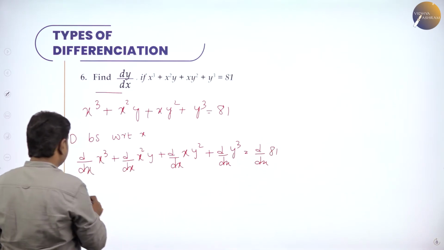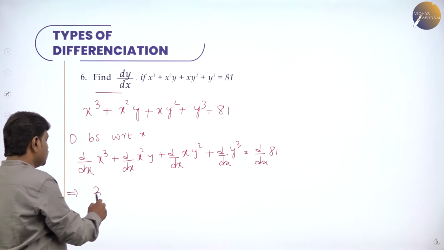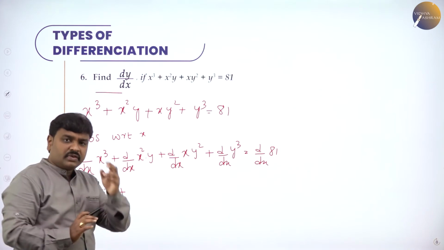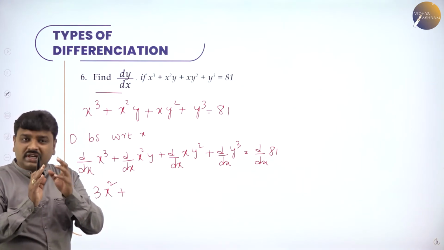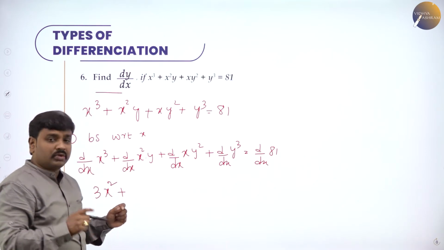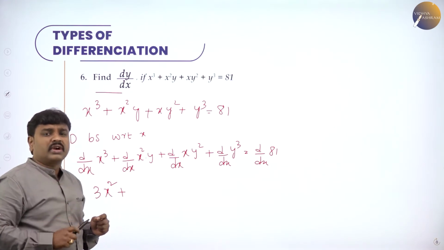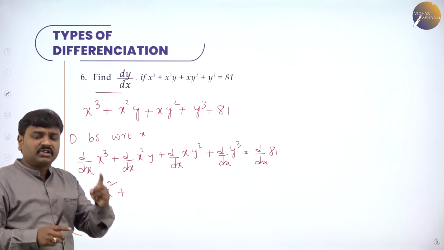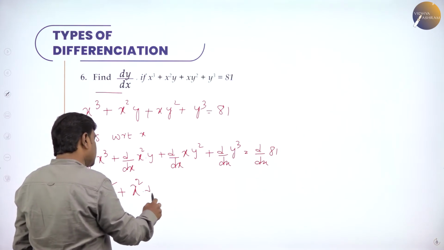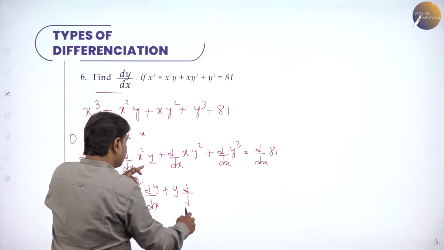Now further, what is the derivative of x power n? n into x power n minus 1. D by dx of x cube is 3x square plus, here we have a product of two functions, x square into y. Whenever you have a product of two functions, you should use the product rule. They will not mention it; whenever you see a product, apply the product rule. What is the product rule? First function into derivative of second plus second into derivative of first. Here the first function is x square, the second function is y. X square into d by dx of the second function, y, plus the second function y into d by dx of x square.